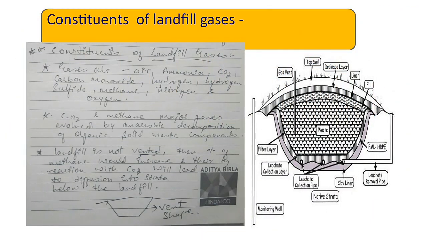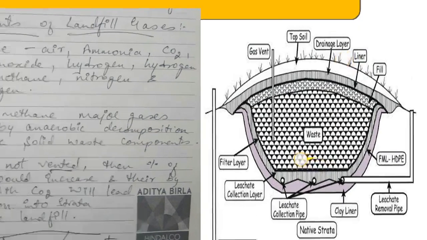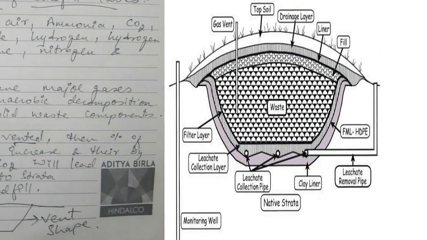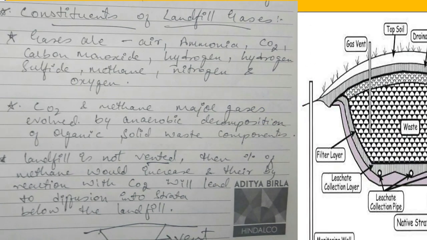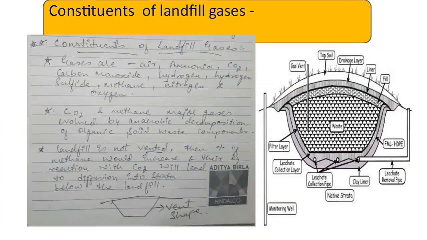Let's start with the constituents of landfill gases. You can see this drawing, a beautiful drawing: monitoring well, filter layer, leachate collection layer, leachate collection pipe, native strata, clay liner, leachate removal pipe, waste, gas vent, topsoil, drainage liners or layers, liners and fill. So this was a drawing of a landfill.